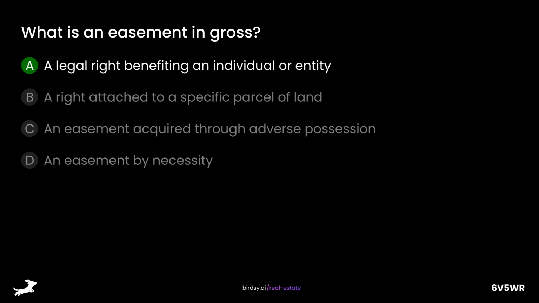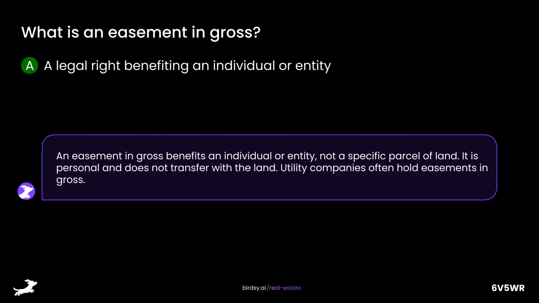The answer is A, a legal right benefiting an individual or entity. An easement engross benefits an individual or entity, not a specific parcel of land. It is personal and does not transfer with the land. Utility companies often hold easements engross.